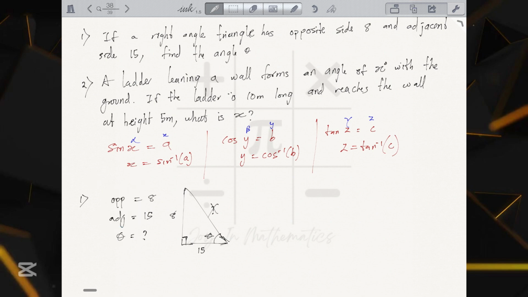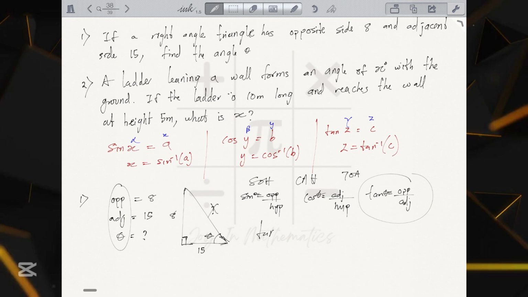Let's recall the expressions of sine, cosine, and tan using SOHCAHTOA. Know that sine is equal to opposite over hypotenuse. We know that cos is equal to adjacent over hypotenuse, and tan is equal to opposite over adjacent. So, very important. Now we have opposite, we have adjacent, and we have theta. Definitely what we will be using is tan theta is equal to opposite over adjacent.